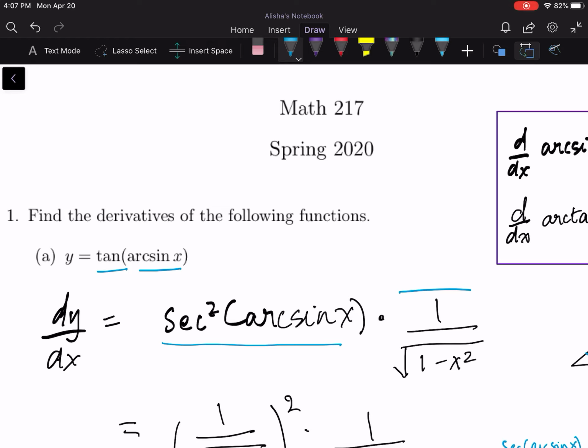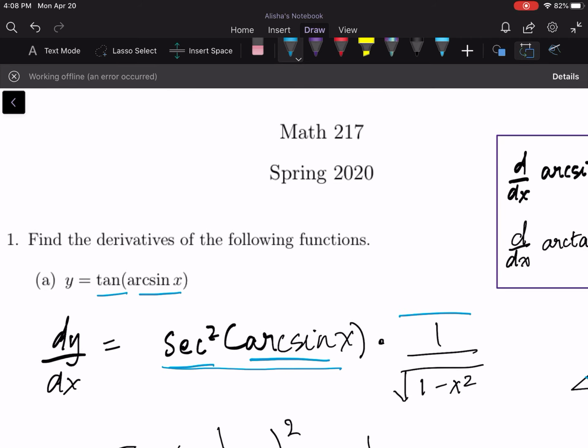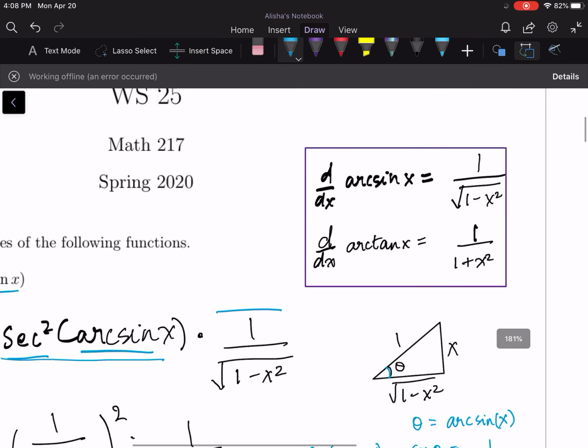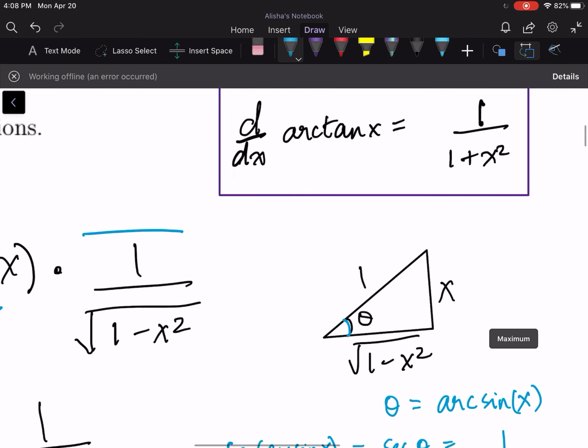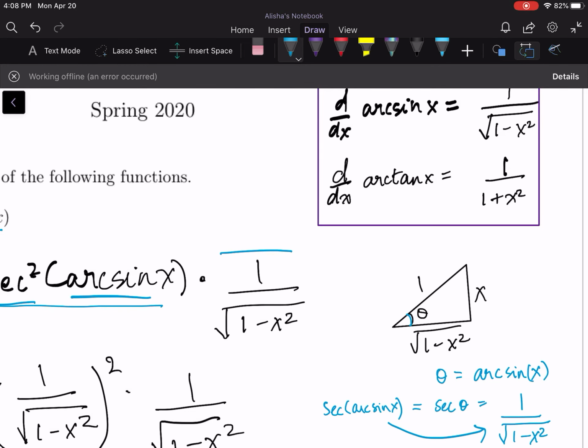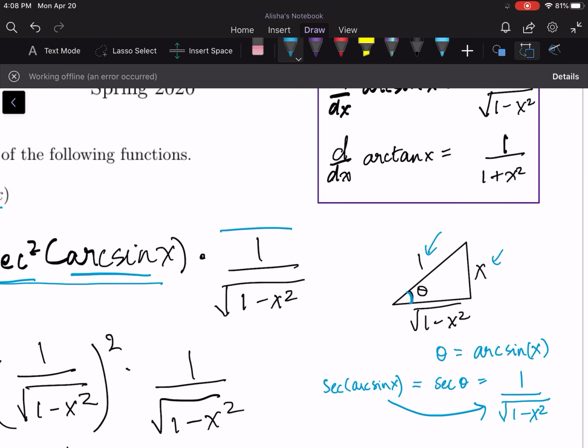All right, so in this class, when we have the composition of a trig function and an inverse trig function, we're always going to have to simplify that. So we're not done at this point. We need to simplify that secant of arcsine. So let's draw a little triangle. You see in this triangle, my opposite side is x and my hypotenuse is 1. And that means that this angle here, theta, is arcsine of x, just by definition.